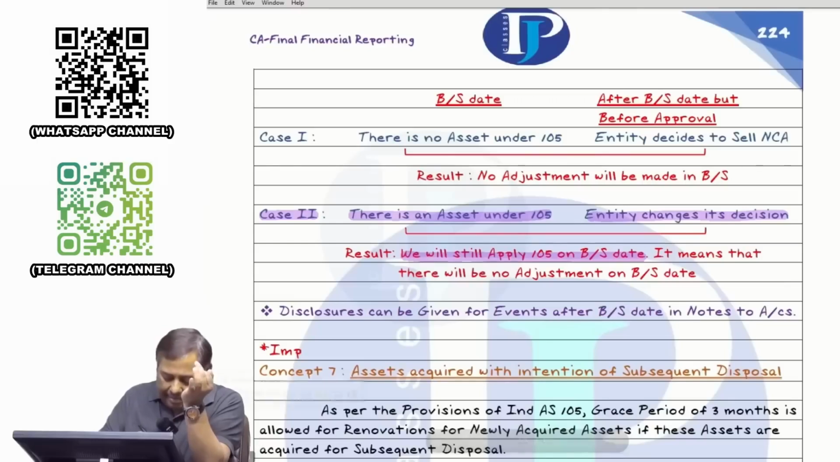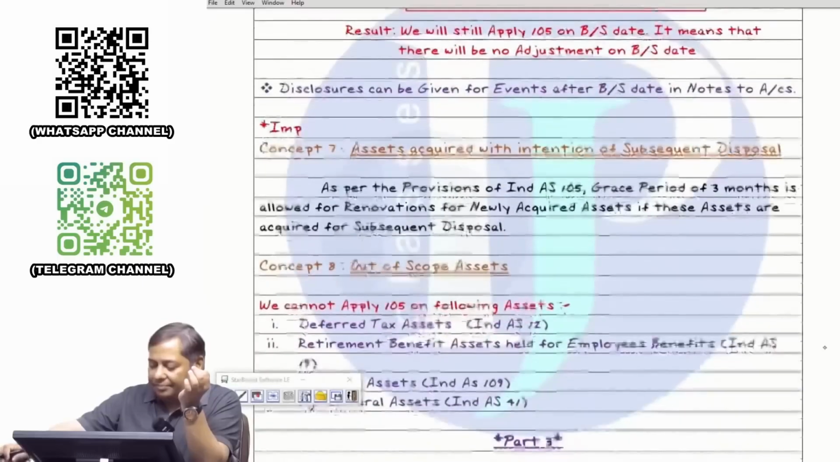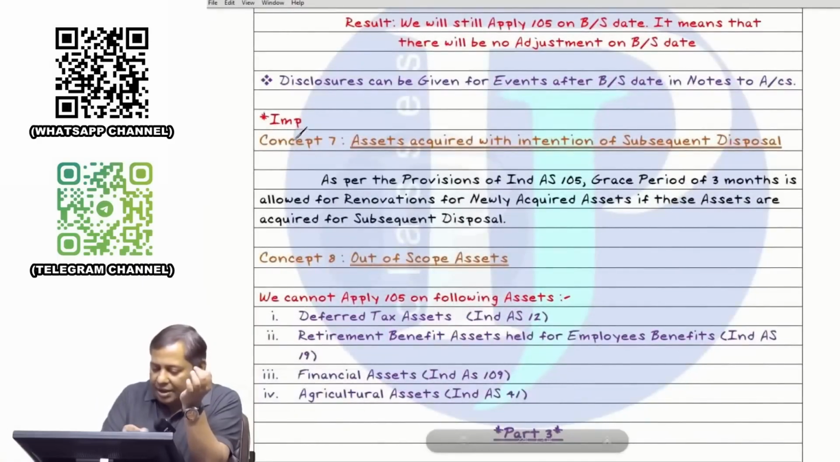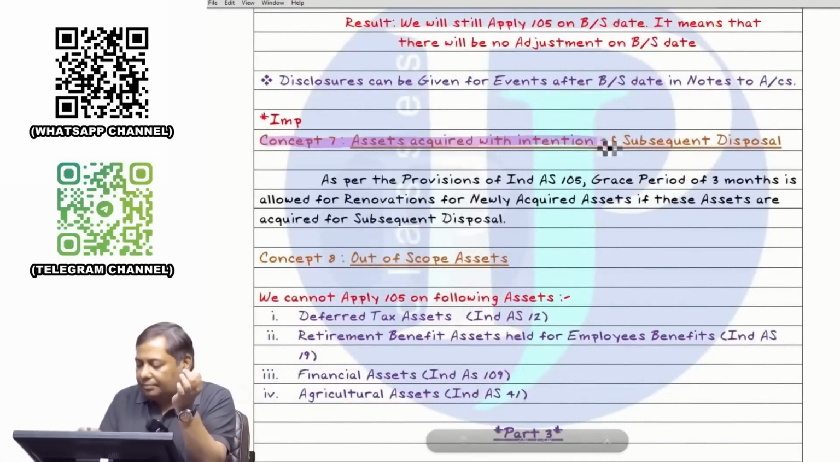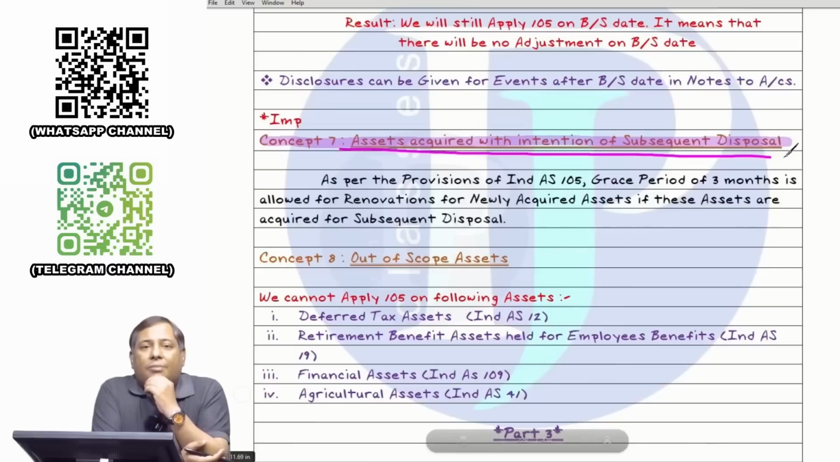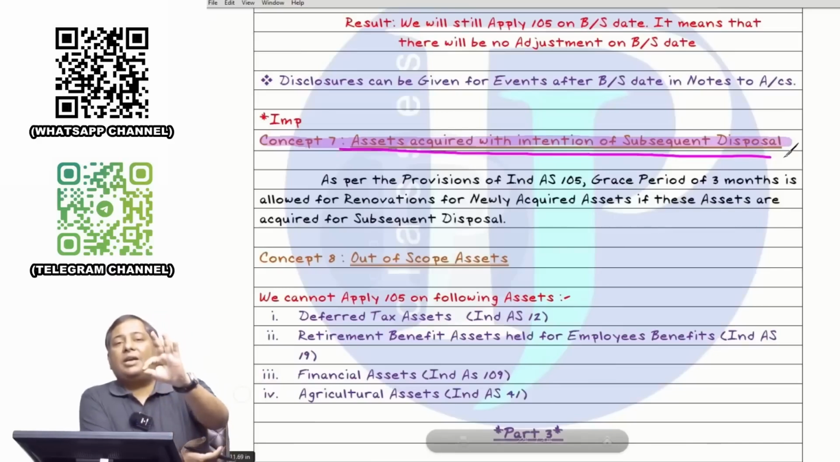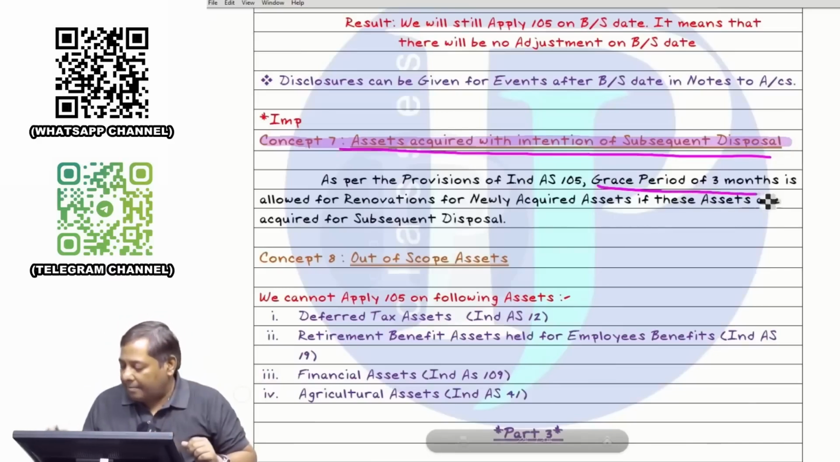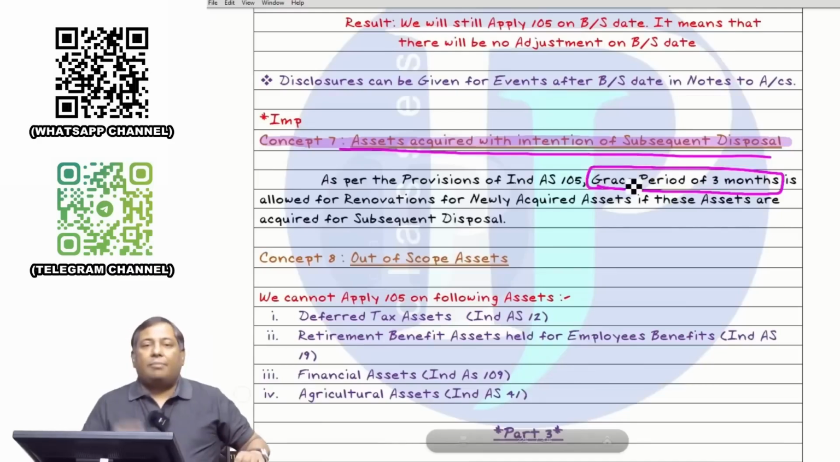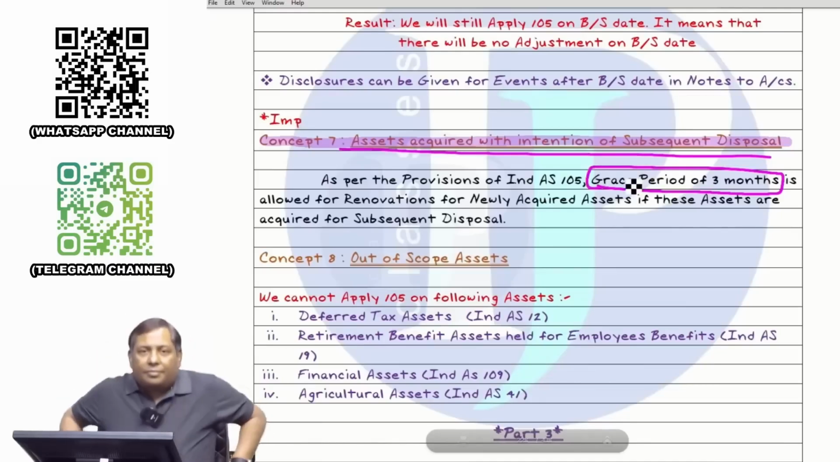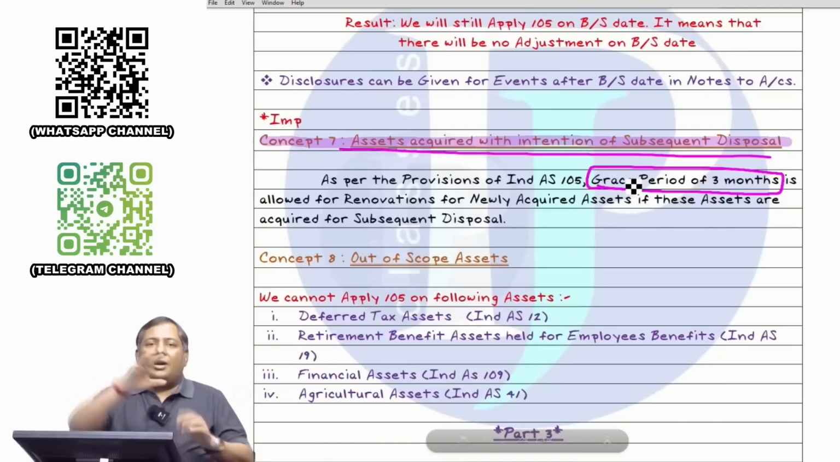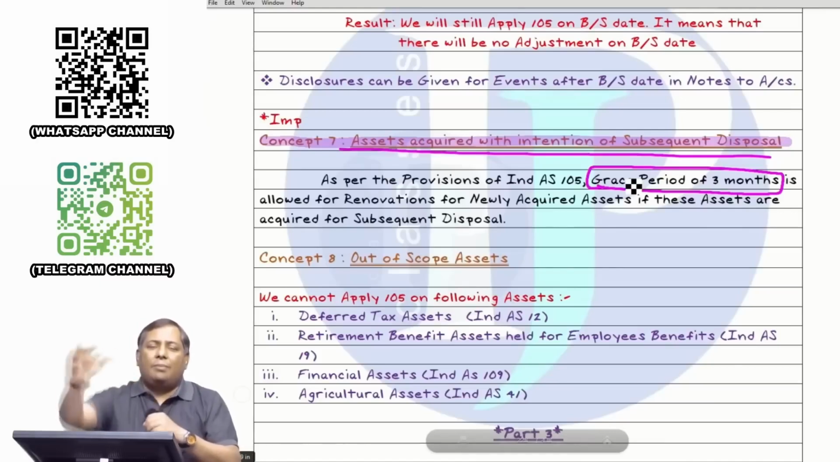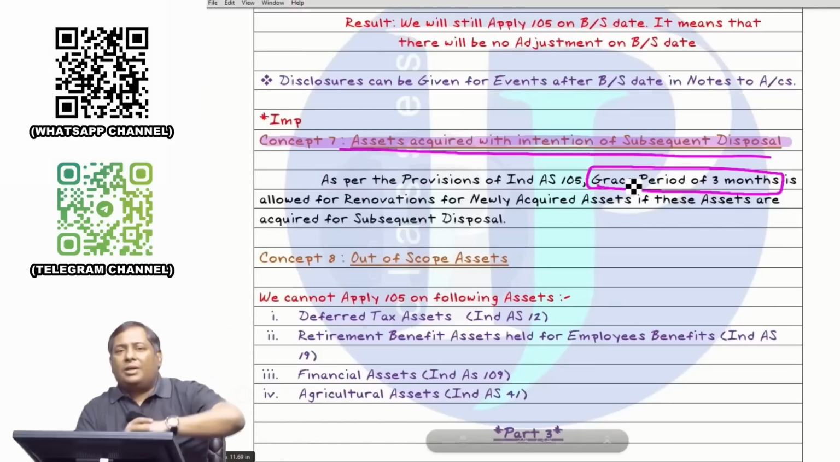So now we are at concept 7. It's time for concept 7. What is this? In concept number 7, I talked to you all about the 3-month grace period. Who allows this? Ind AS 105 allows this. Is that okay? And how is that possible? You bought a non-current asset. Did you buy any building or any land or any plant or any furniture or any patent or any copyright or any trademark or any investment property?